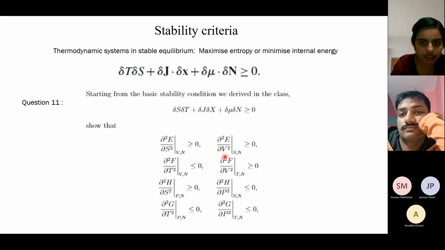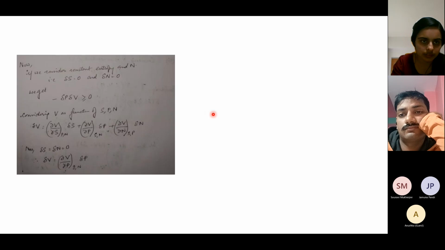So the hint is first look at what are constants. S and N are constants, right? So if you consider them constant, this term and this term go away. What remains is only this term. So here J has to be replaced by minus P, and X has to be replaced by V. So what you then get is something like this.